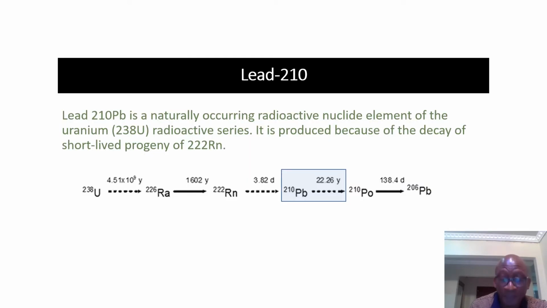On the other hand, we have lead-210, which originates from uranium-238. And this comes through a series of radioactive decays up to radon-222, which is a very, very short-lived gas, down to lead-210, which has a half-life of about 23 years.